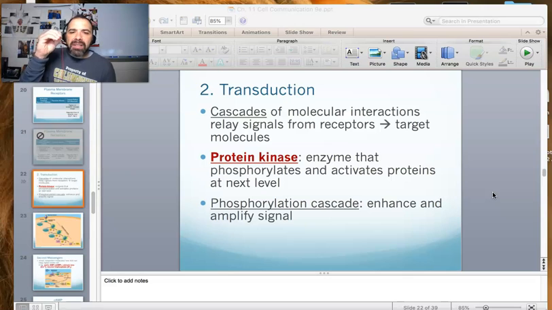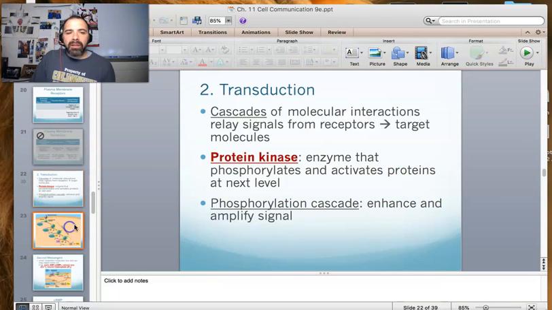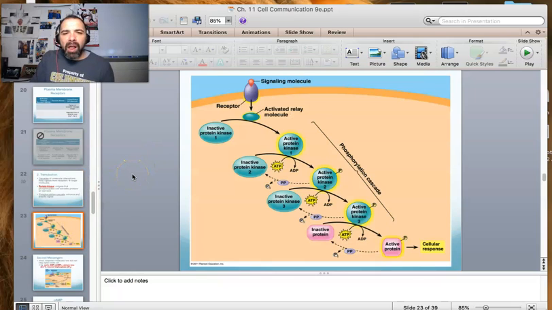It's these molecular interactions that relay signal from receptor to target molecule. And so it's a cascade, and it moves it along. Protein kinases are enzymes that phosphorylate and activate proteins, and they lead to a phosphorylation cascade, which can amplify a signal. If you look at this image here, there's your signaling molecule attached to the receptor.